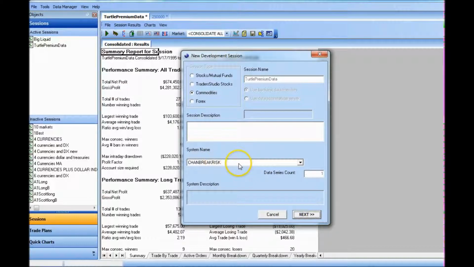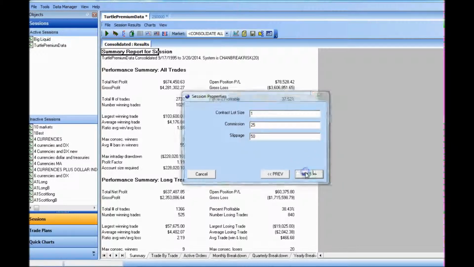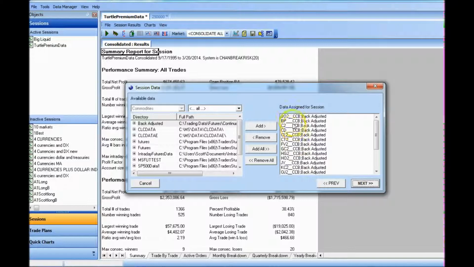And we're going to trade just a very simple 20-day channel breakout. We're going to apply a commission rate of $25 and slippage of $50 per contract. And here's our list of markets that we're going to go ahead and trade.